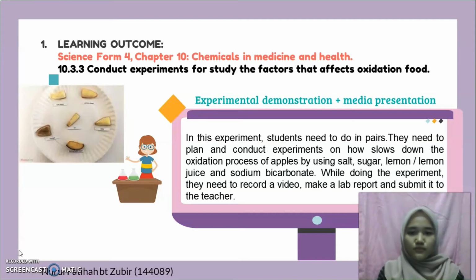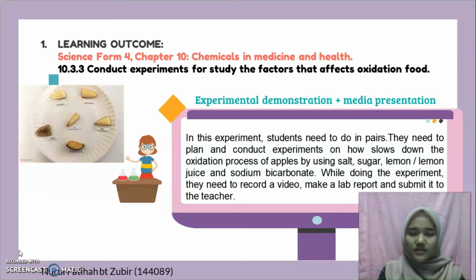So they need to plan and conduct experiments on how to slow down the oxidation process of apples by using salt, sugar, lemon or lemon juice, and also sodium bicarbonate. While doing the experiment, they need to record a video, which is the experimental demonstration video, and also a presentation video of what they observe from the experiment, and they also need to submit a lab report.